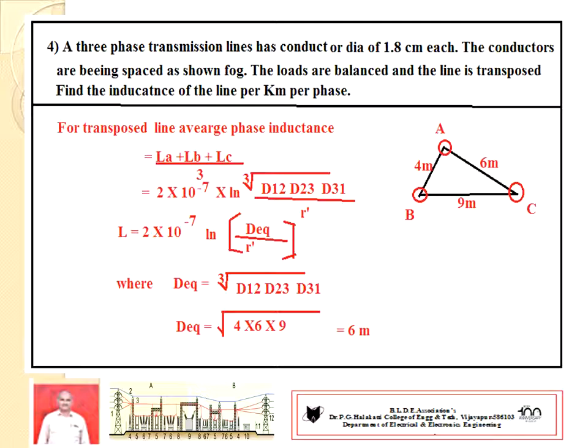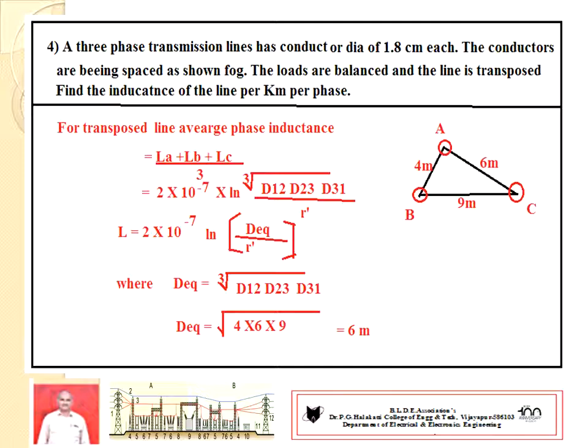For the transposed line condition, we have to calculate the average value of all three inductances, LA plus LB plus LC divided by 3. So this value may be written as 2 into 10 to the power of minus 7 ln of the cube root of D12, D23, D31 divided by R dash. Hence L is equal to 2 into 10 to the power of minus 7 ln D equivalent by R dash, so the cube root value may be replaced by D equivalent.